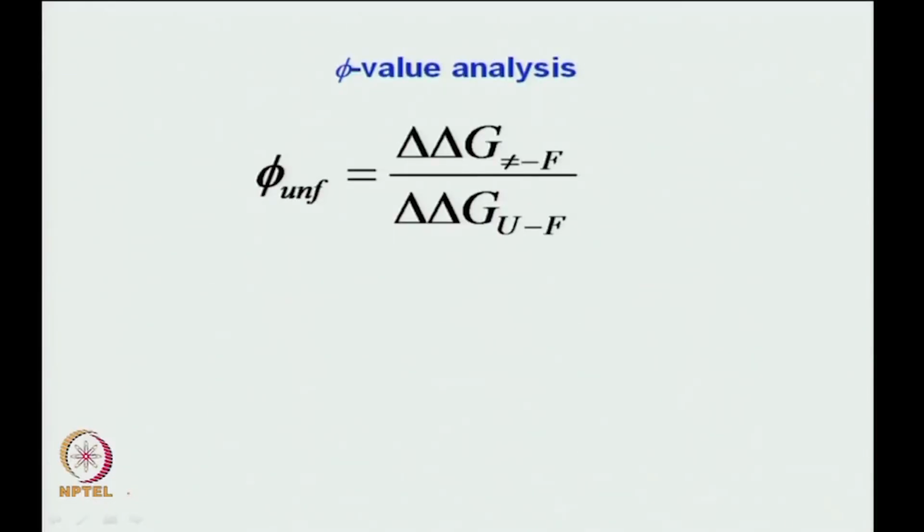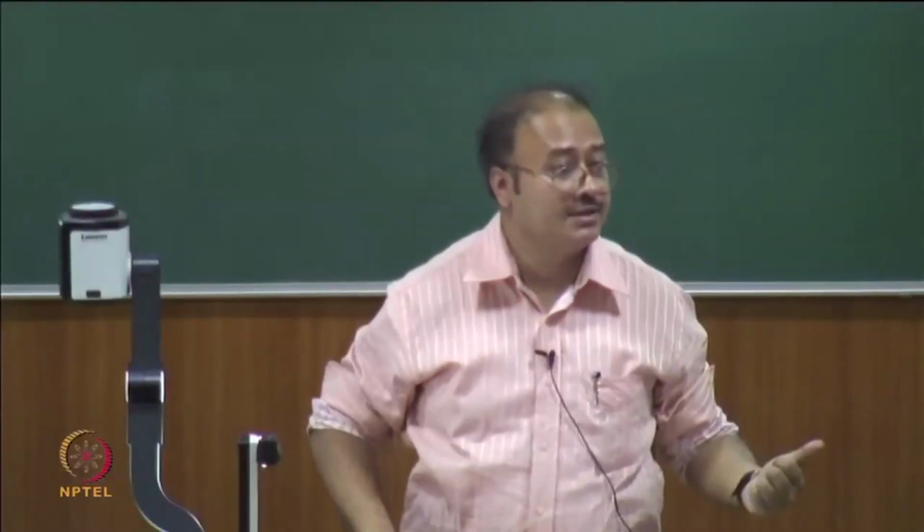So, I will go into more detail. Let us look at this formula first. What it says is phi unfolding, that means you are unfolding a protein, you are starting from the folded state, you are going to the unfolded state. What is it equal to? It is equal to delta delta G dagger minus F. Because you are going from the folded state to the unfolded state, it is phi unfolding. Hence, the difference between the transition state and the folded state is your energetic barrier, and you are considering a delta delta.